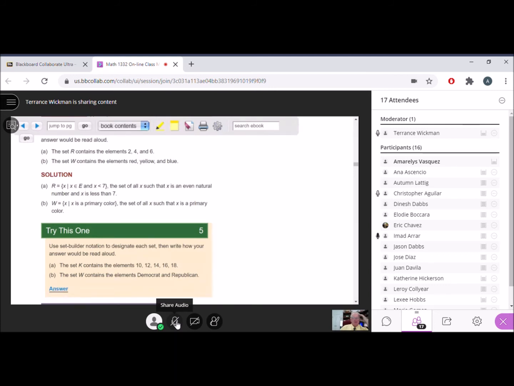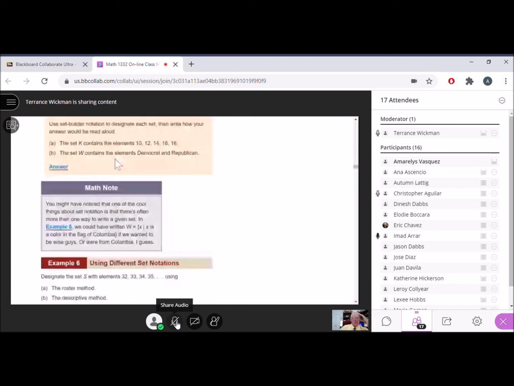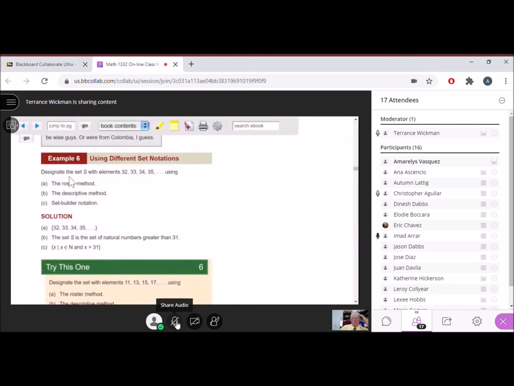The solution has to match the numbers in what you're trying to describe. Okay, so here's another example. Designate the set S with elements 32, 33, 34, 35 using the roster method, descriptive method, and set builder. So there you go. Now, this is what I just got through showing you, but with some different numbers. And I use graphical notation.